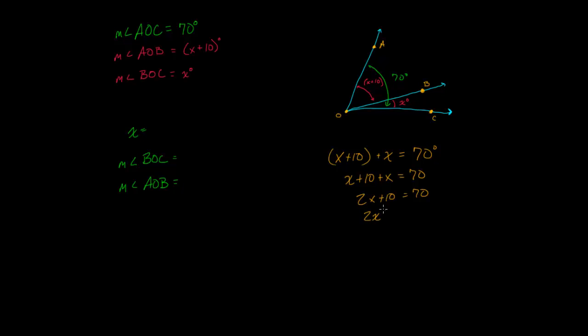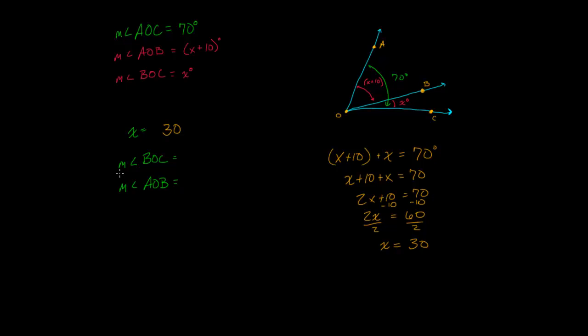I'm going to subtract 10 from both sides. Subtract a 10. Subtract a 10. 2x is equal to 60. Divide both sides by 2. We will determine that x is equal to 30. So we can come over here, we can say x equals 30.